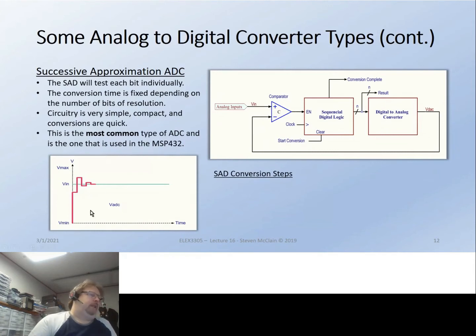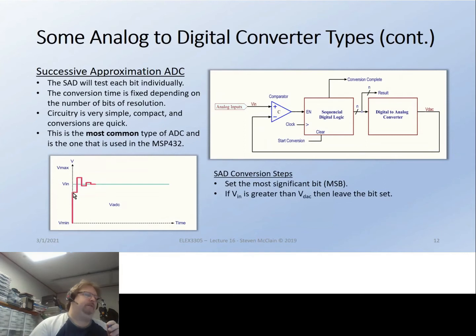And it looks a little like this. So you're going to set the most significant bit. We're going to test to see whether it's a halfway point. It's the most significant bit, so it's going to be 50%. And if it's greater, well, then we're going to leave that bit set. And if it's lesser, we'll clear it.